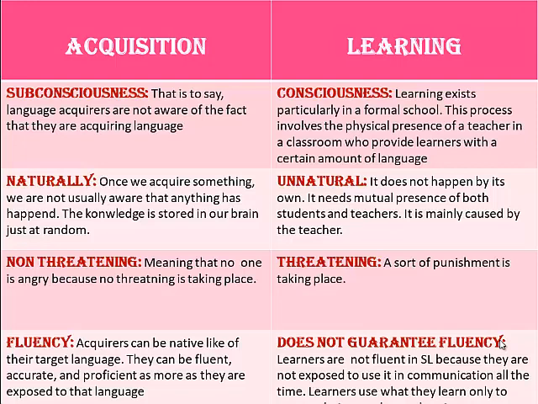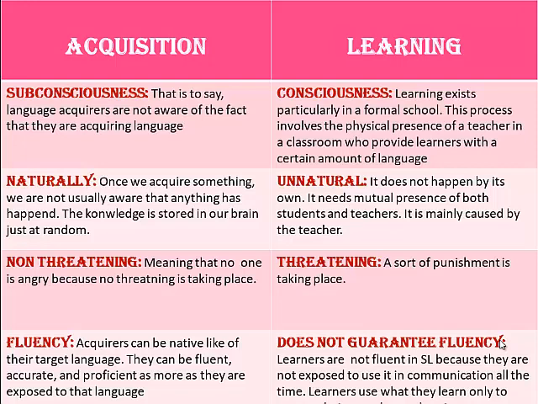Learning is unnatural, meaning it does not happen by its own. It needs mutual presence of both students and teachers. It is mainly caused by the teacher. The third characteristic is threatening. A sort of punishment is taking place. For example, your teacher punishes you because you break rules, you didn't do your assignment, and so on and so forth. Alright? So, threatening, meaning a sort of punishment, is gonna take place.